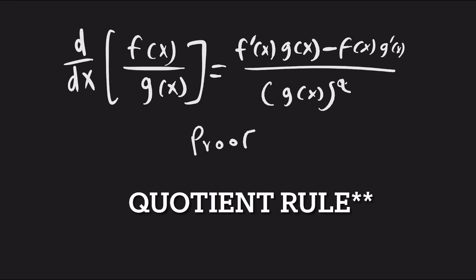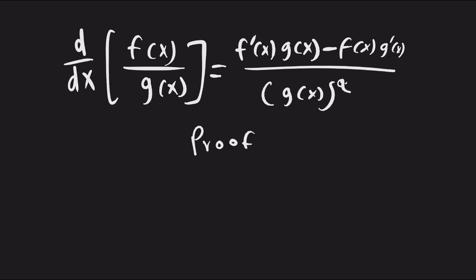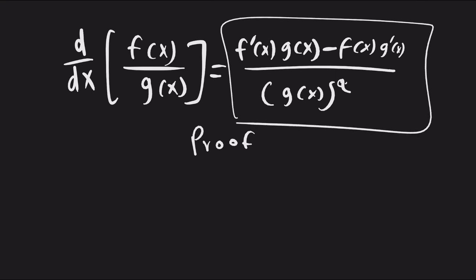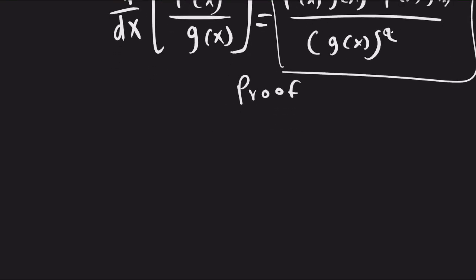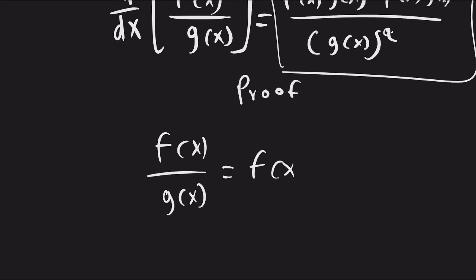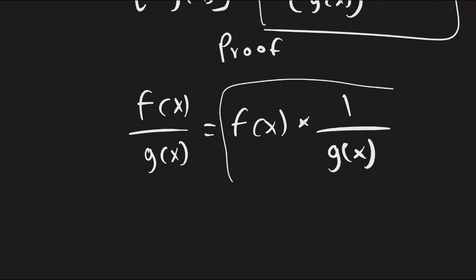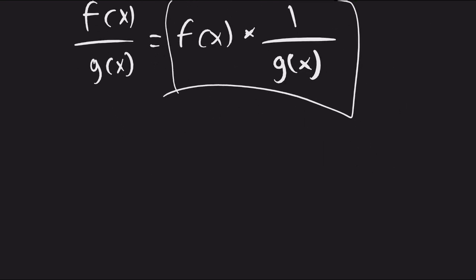In today's video we will be presenting a proof of the quotient rule. So the quotient rule is that the derivative with respect to x of f of x divided by g of x is equal to this thing right here. So let's start. The first thing we're going to do is rewrite f of x over g of x as f of x times 1 over g of x, and that is the same thing. So we're going to take the derivative of this right now using the product rule.